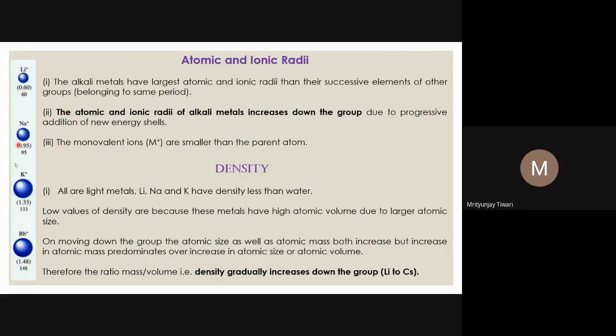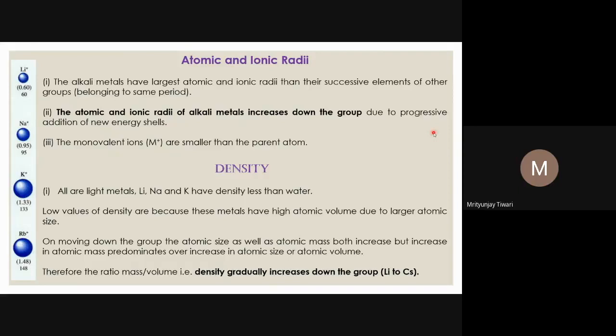Not only for the ionic radii, we also get the same trend for the atomic radii. So atomic and ionic radii of alkali metals increase down the group. Why does it increase down the group?